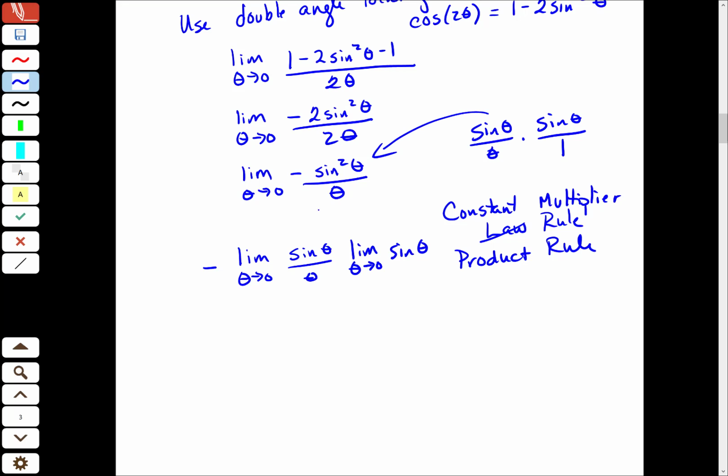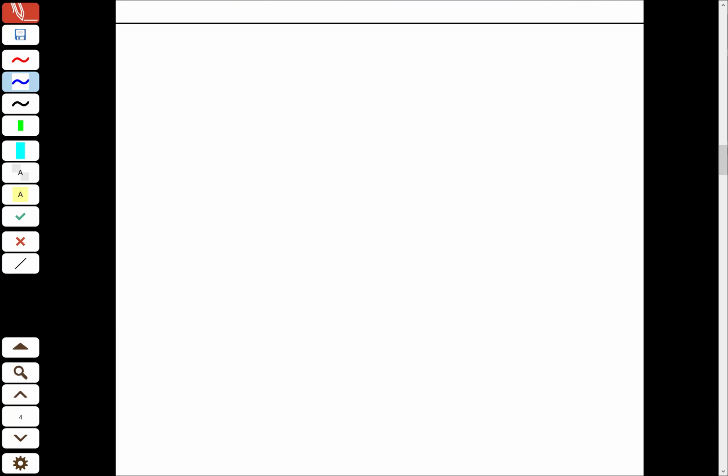Okay. Now, the limit as theta goes to 0 of sine theta over theta is just 1. The limit as theta goes to 0 of sine theta is 0. We proved that using the squeeze theorem. So this overall limit should be 0. Okay. Now, let's do the other one that we did in class.